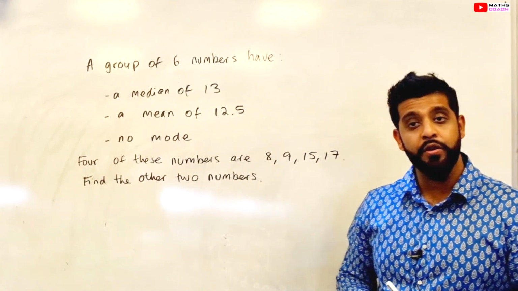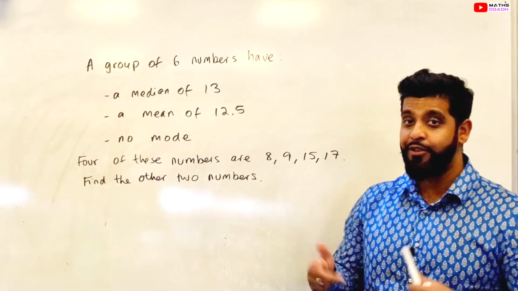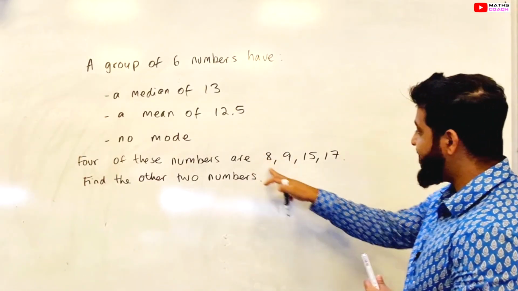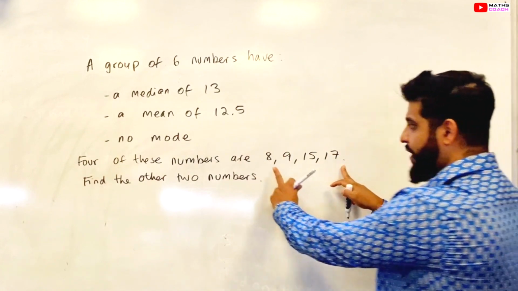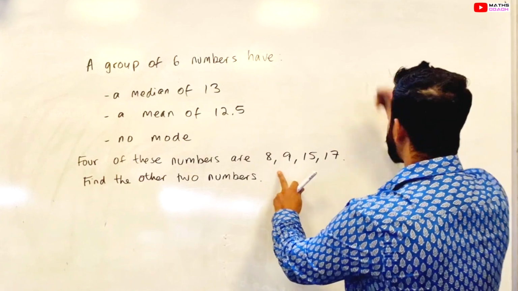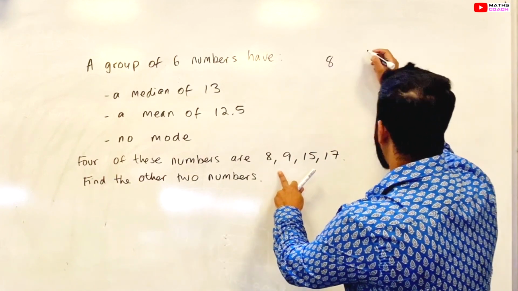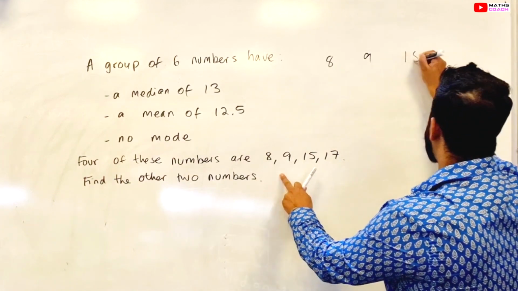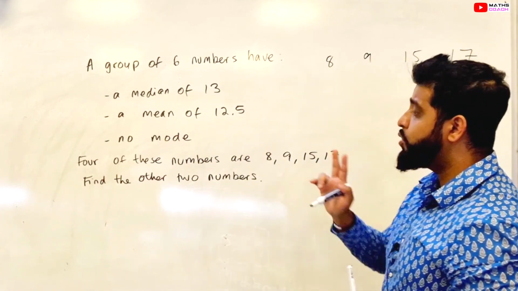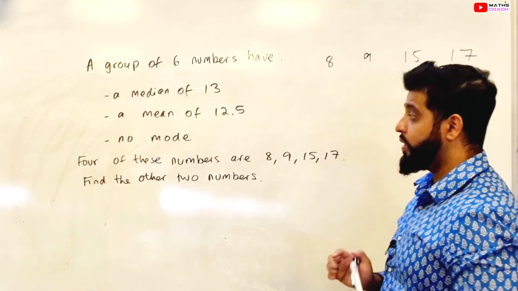Perhaps you can pause the video here, try this one yourself, and press play again when you're ready to go through it with me. All right, so how do we approach this question? Let's start with this information that we have here, because this is quite vital. It's telling us what 4 of those numbers already are. So if we write them down, we've got 8, 9, 15, and 17. We know that we need to include 2 more numbers. But what are those numbers?